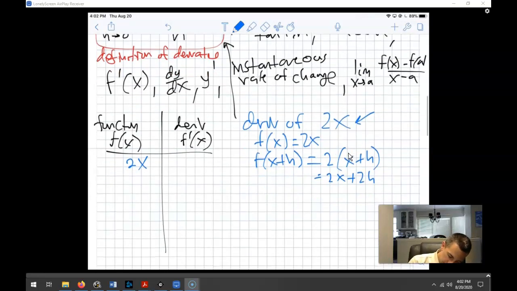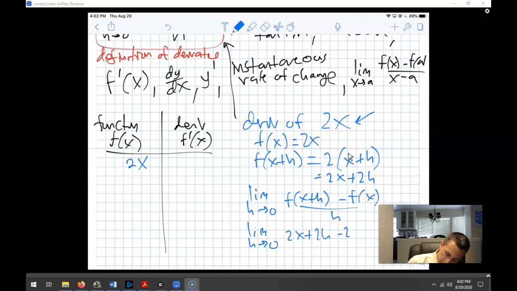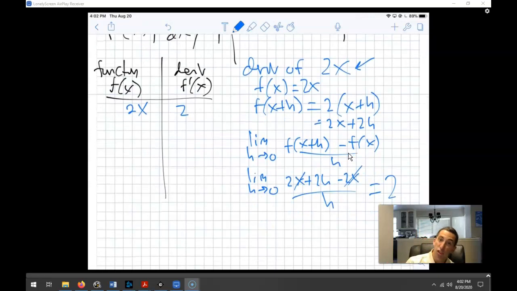So when we take this limit, we're taking the limit as h goes to 0 of f of x plus h minus f of x all over h. That just becomes the limit as h goes to 0 of 2x plus 2h minus 2x all over h. The x's cancel. This just goes to 2. So what that means is the derivative of 2x is 2. And again, we think of that as a slope. This is saying the slope of f of x is 2, always.